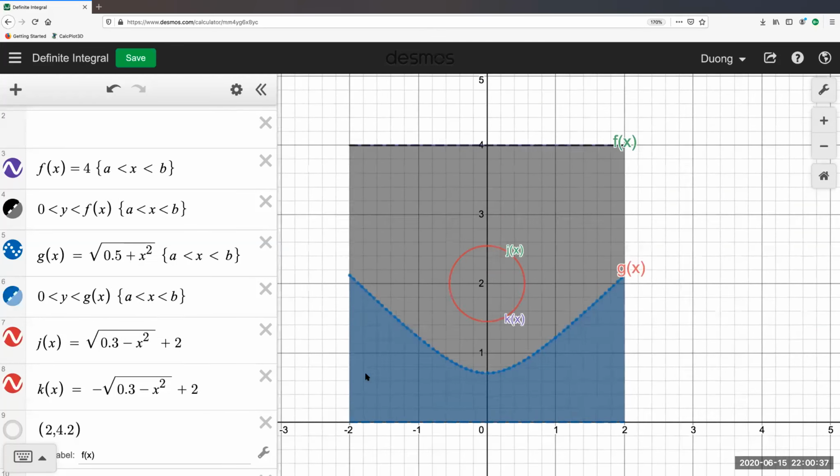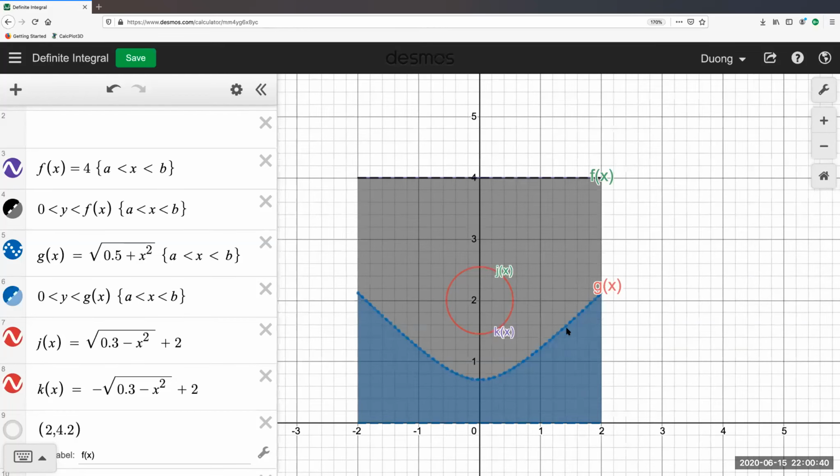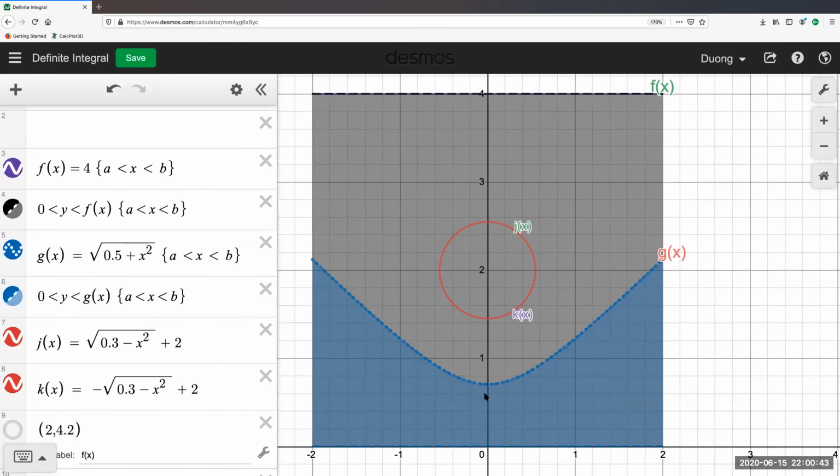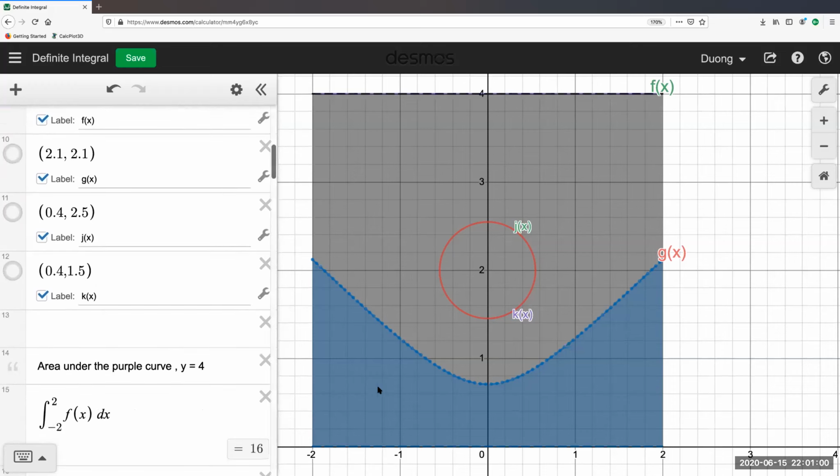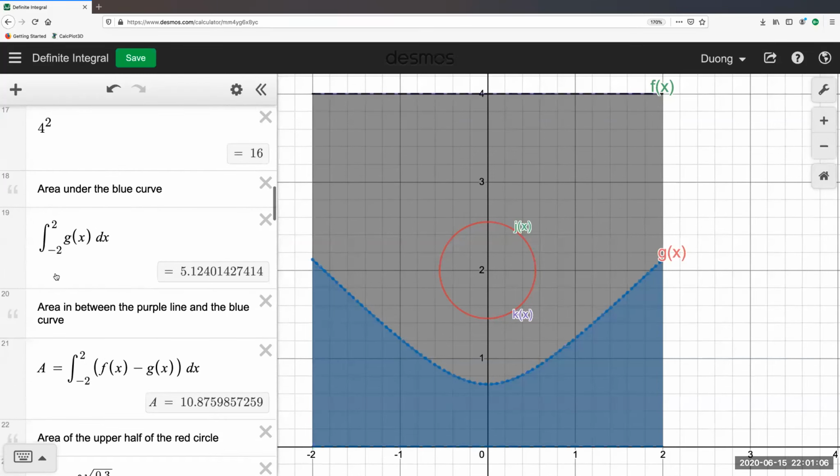Next, I want to find the area of this blue region right here. So this blue region is the region under this blue curve above the x-axis, and again from x equals negative 2 to x equals 2. So I can use a definite integral to find the area of this blue region. And it is right here. So I take the integral from negative 2 to 2 of the function g of x dx, and I get 5.124.